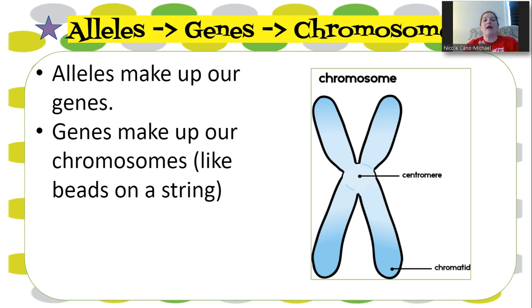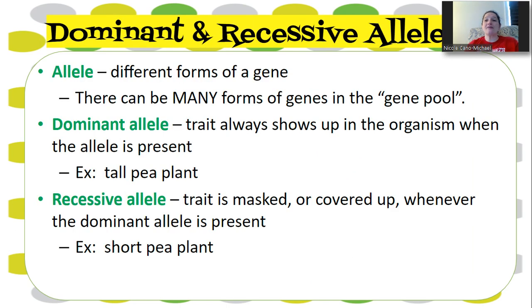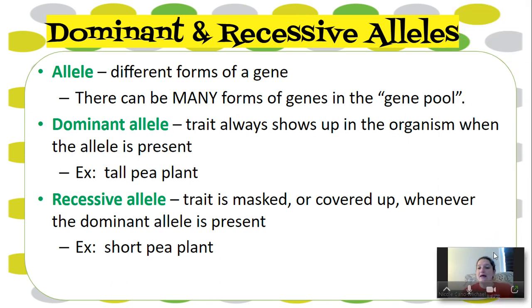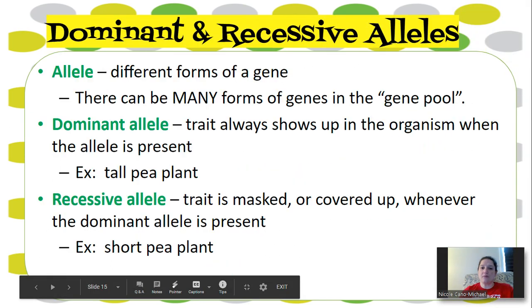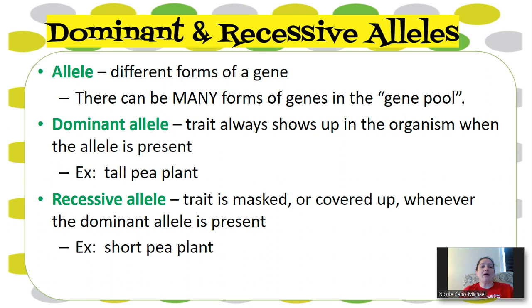So then we have paired up genes and also paired up chromosomes, okay? So this brings us to the idea of dominant and recessive. So again, allele, different forms of a gene.